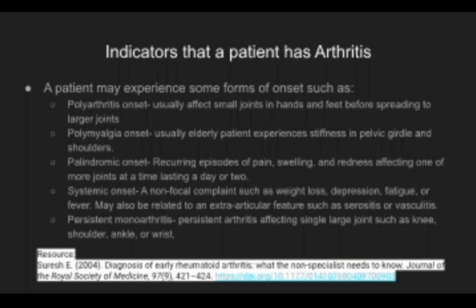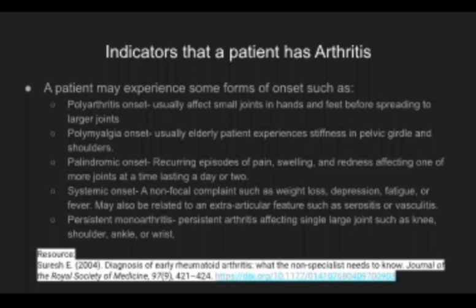Palindromic onset is recurring episodes of pain, swelling, and redness affecting one or more joints at a time, lasting a day or two. Systemic onset is a non-focal complaint such as weight loss, depression, fatigue, or fever. It may be related to an extra-articular feature such as sclerosis or vasculitis.